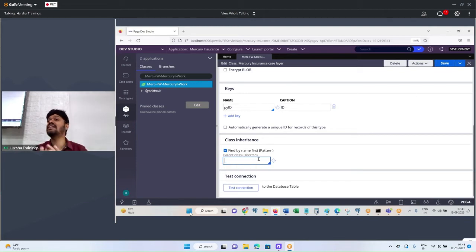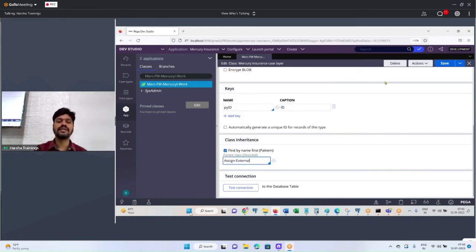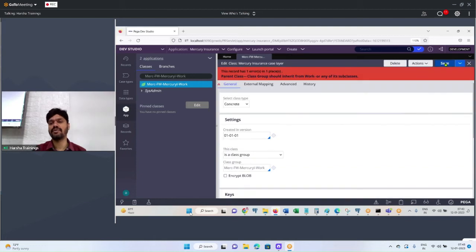If I am not giving anything related to work dash, and I choose something else and try to save, is it getting saved? Is the system accepting? No. It is saying class group. What is it, class group? Here you see the class group option.